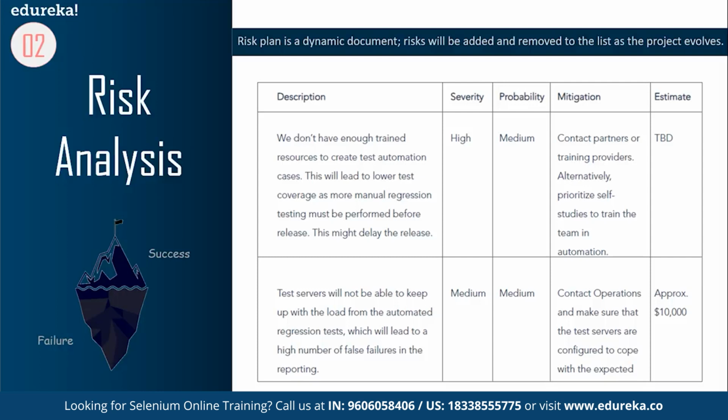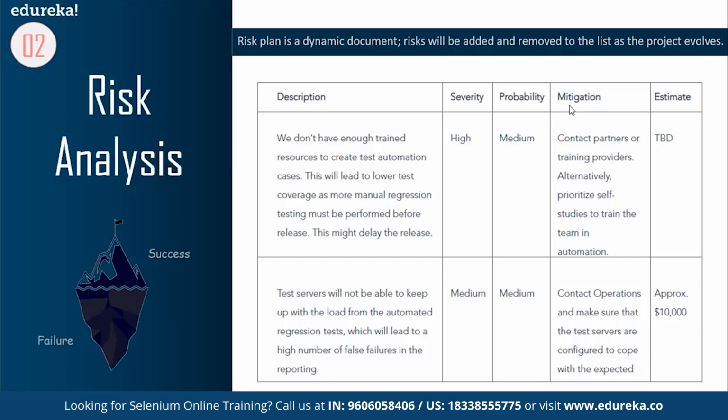Let's consider a simple example. As you can see, the first risk says we do not have enough trained resources to create test automation. And what will that lead to? This will lead to lower test coverage as more manual regression testing must be performed before release. This in turn might delay the release. So what will happen if the risk becomes reality? How hard will it hit the project? Very high.